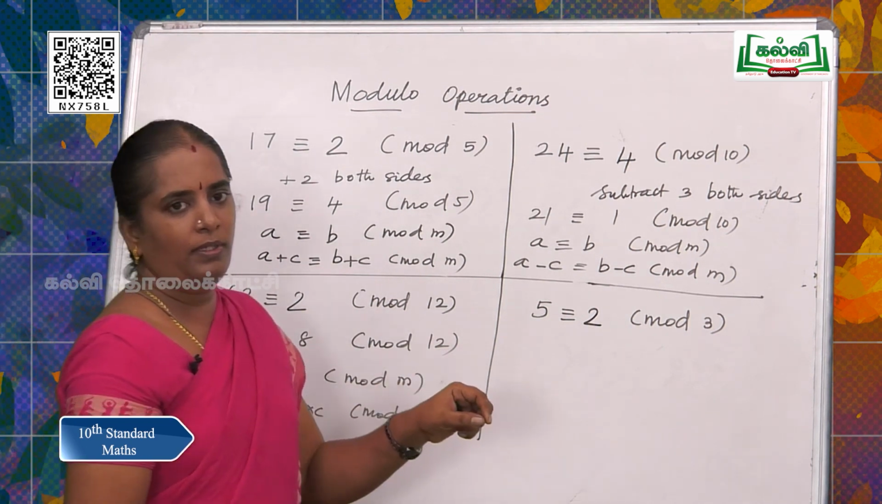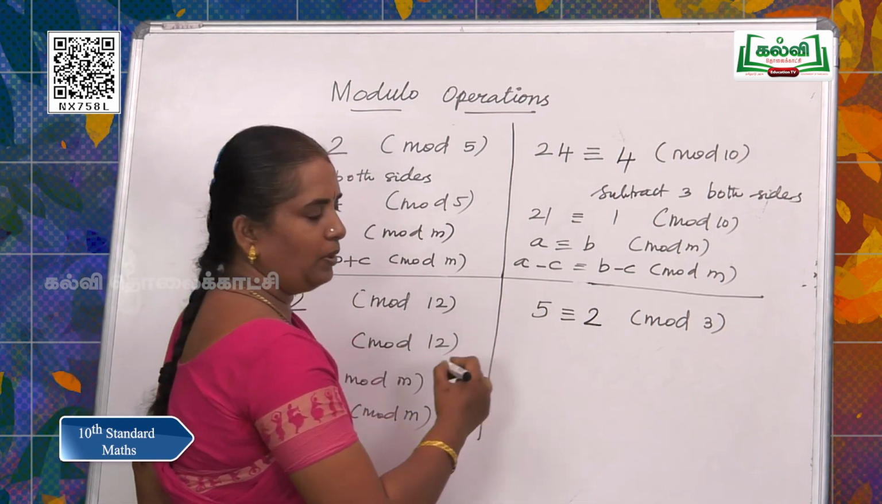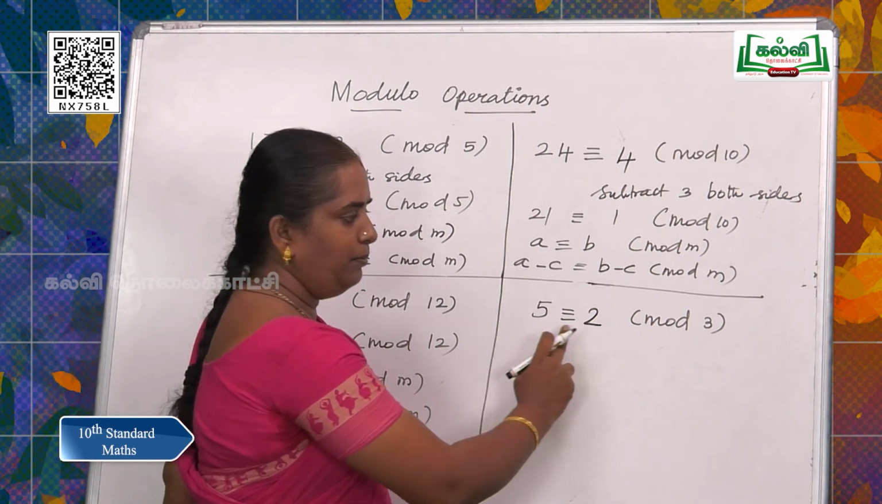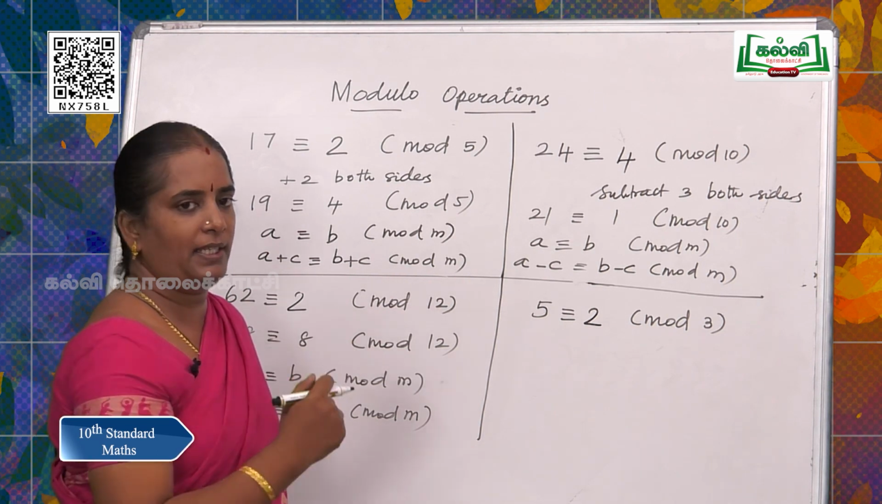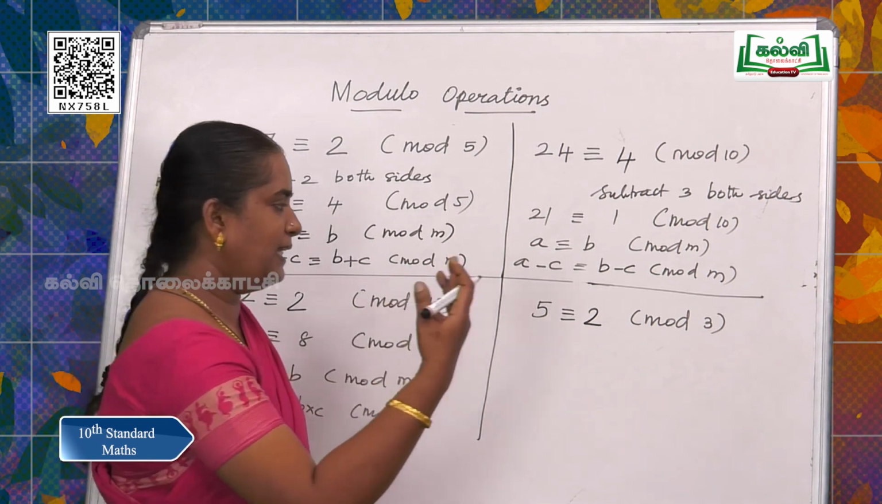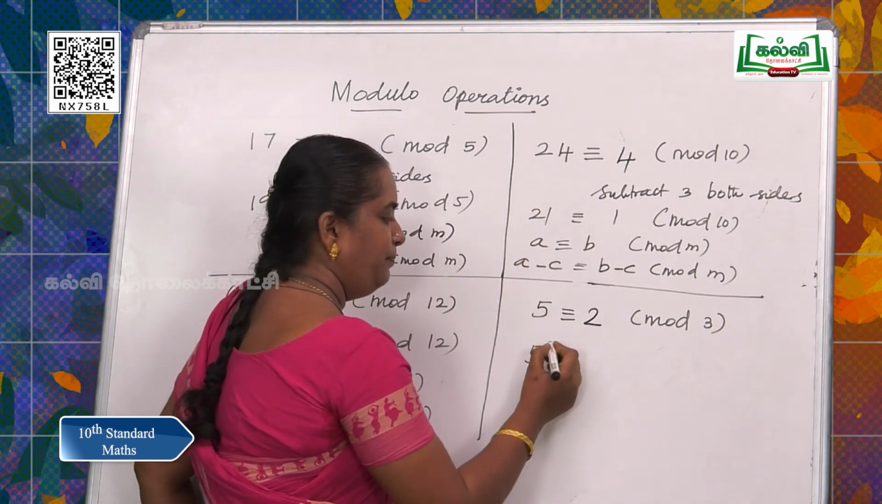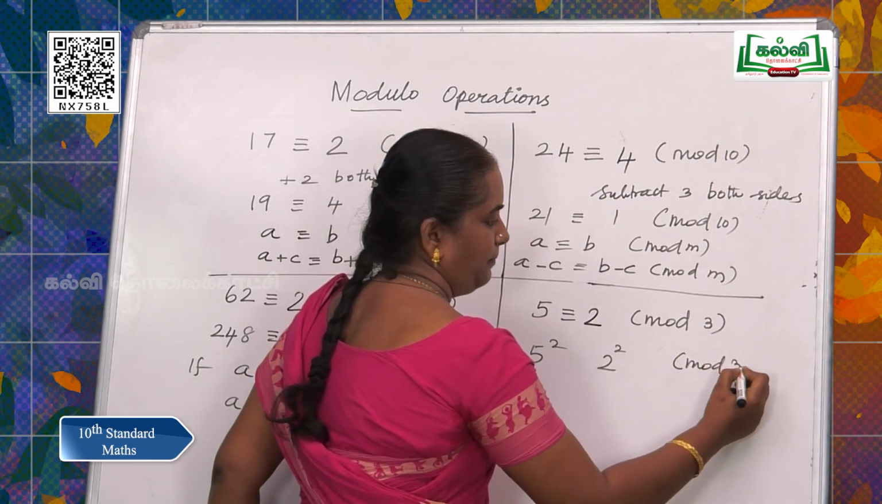Now, let us watch the next one, which says that 5 is congruent to 2. That means, on dividing 5 by 3, we get the remainder 2. Now, let us raise the power, that is exponentiate, raising the power to 2. So, 5 power 2, and 2 power 2, mod 3.